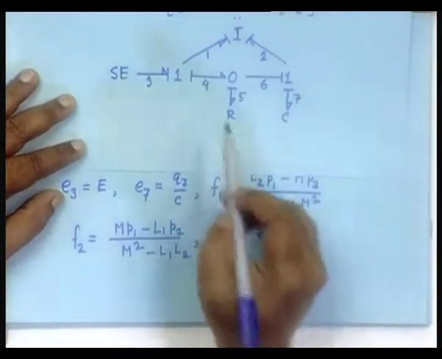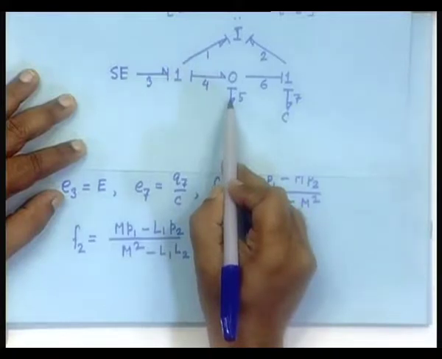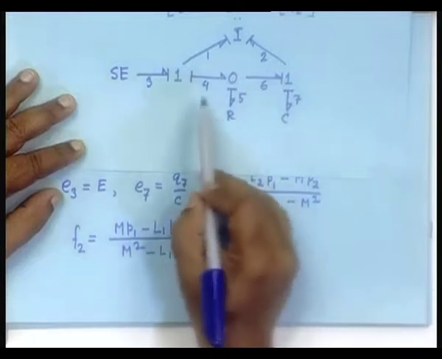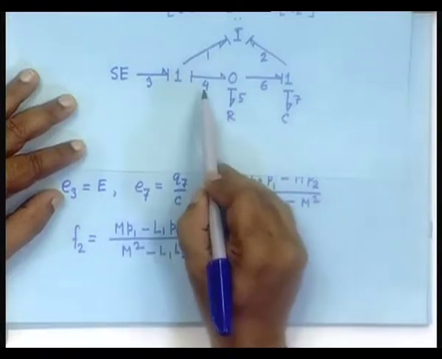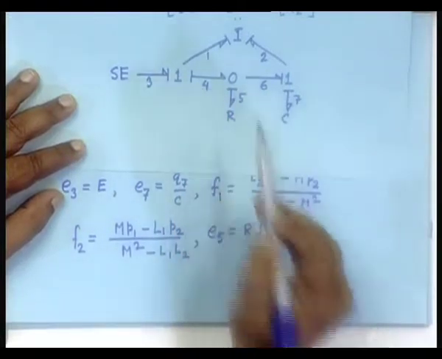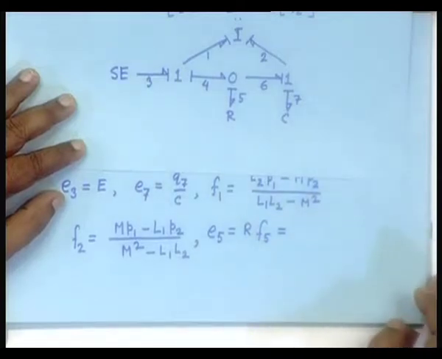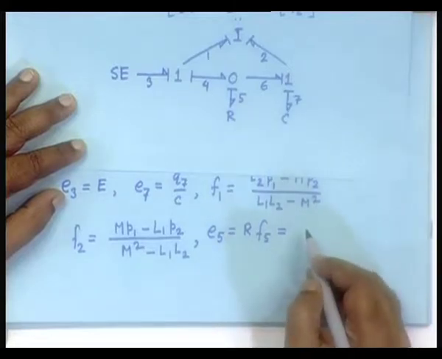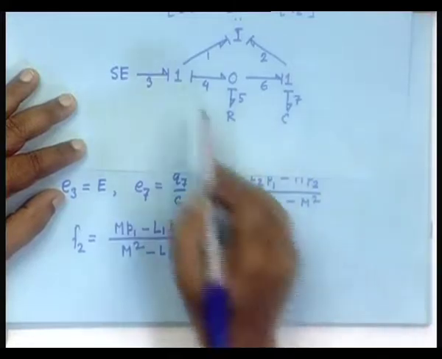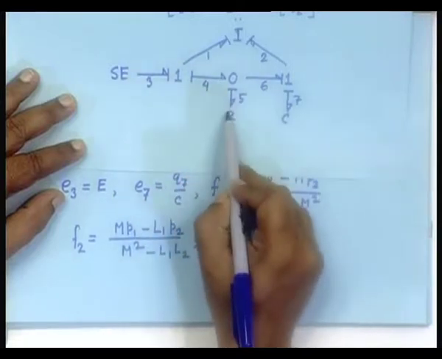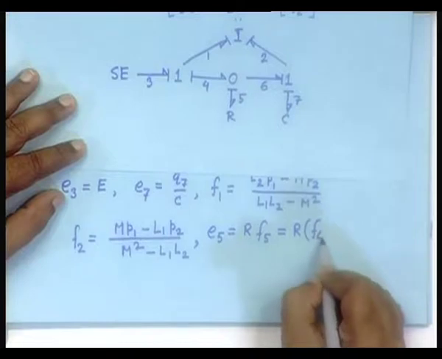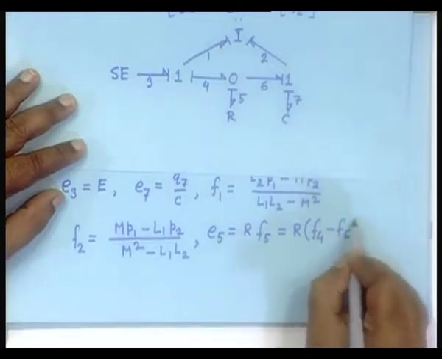So, F5, where does it come from? Sorry, I have not given the power direction here. So, where does this come from? F4 minus F6, so F4 minus F6 is equal to F5. So, R times F4 minus F6.